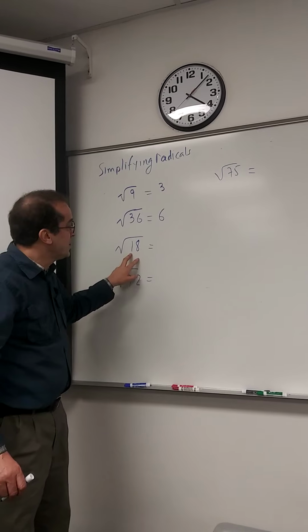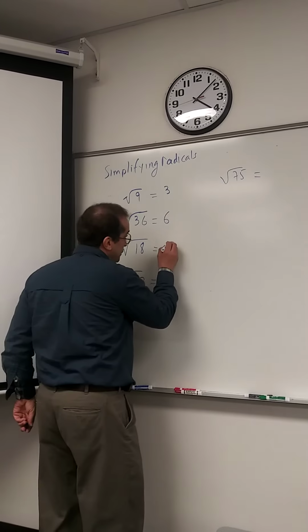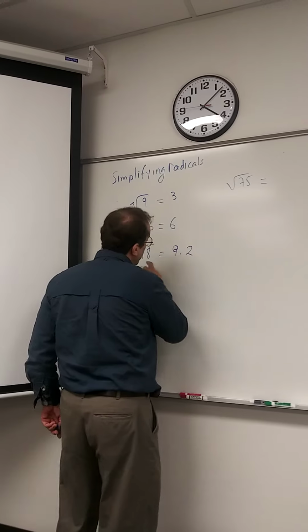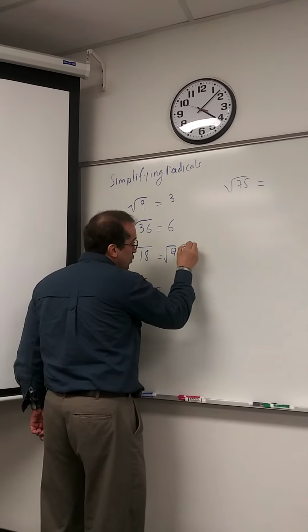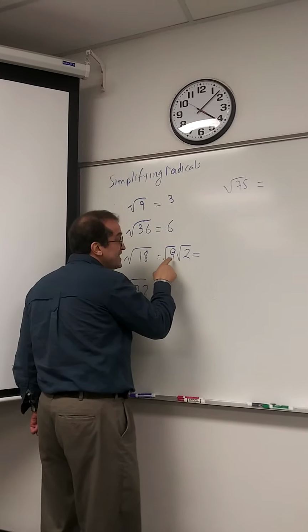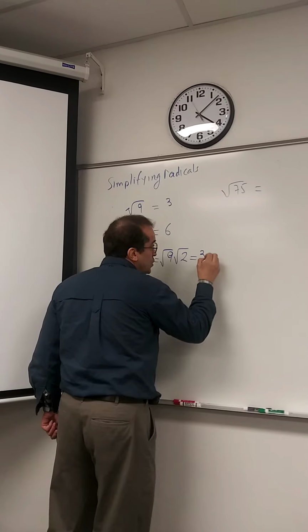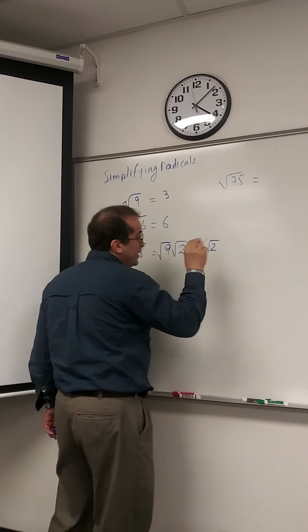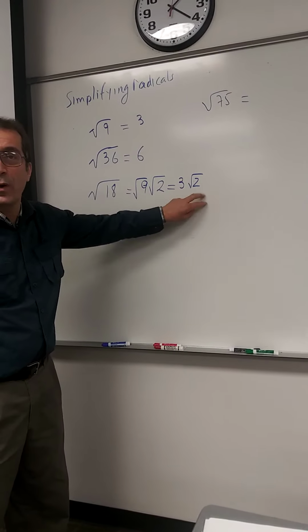We need to write 18 as the product of a perfect square like 9 times a number. 18 is 9 times 2. So square root of 18 is square root of 9 times square root of 2. Square root of 9 is 3, so remove the square root and put 3. And square root of 2 stays, and now we're done simplifying this. So square root of 18 is 3 times square root of 2.